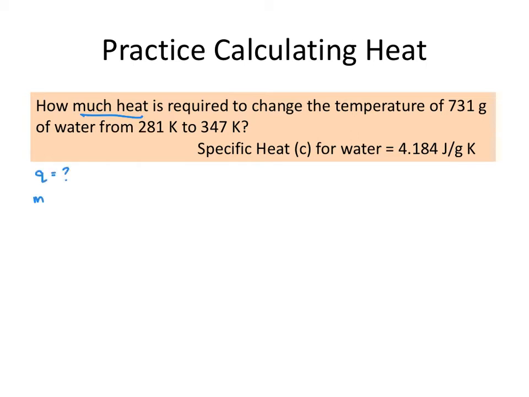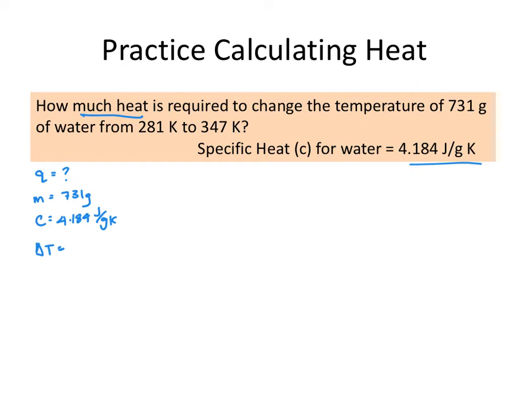Okay, we know that M is provided, so we got 731 grams. We have C because they gave it to us, guys, but you need to make sure that you memorize the specific heat capacity of water because I won't be giving it to you on quizzes or tests. And we will need to calculate delta T. Now, delta T, remember, is final minus initial.